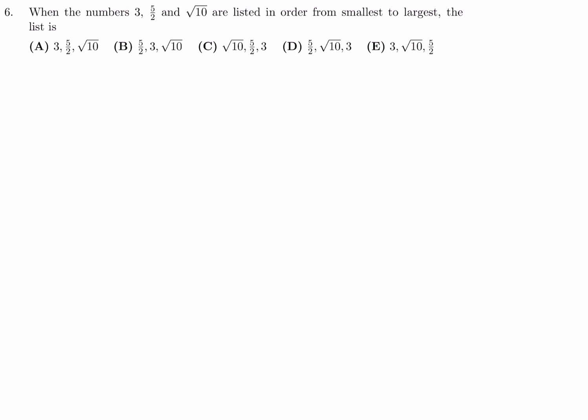When the numbers 3, 5 over 2, and root 10 are listed in order from smallest to largest, the list is, we have 3, 5 over 2, and root 10. Well, 5 over 2 is 2.5, and root 10, it's approximately 3 point something. 3.2 perhaps. So now we can easily order this from smallest to largest. The smallest is going to be the 5 over 2, which is 2.5, and then the 3, and then the root 10. So 5 over 2, 3, and root 10 for number 6 is B.